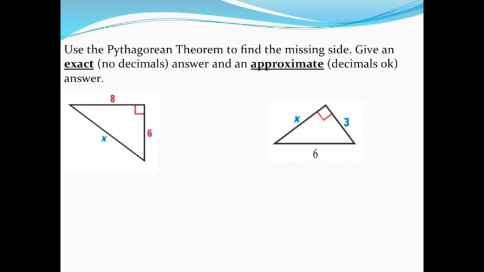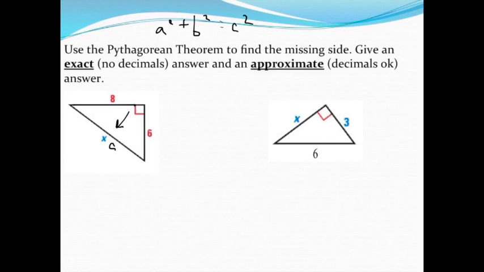Let's use the Pythagorean Theorem to find the missing sides of a couple right triangles. Recall the Pythagorean Theorem is a squared plus b squared is equal to c squared, where c is going to be our hypotenuse. First thing that you want to do is identify your side. So remember, hypotenuse is not the slanty side. So hypotenuse is the side that's across from the right angle or the longest side. So that's my side C.